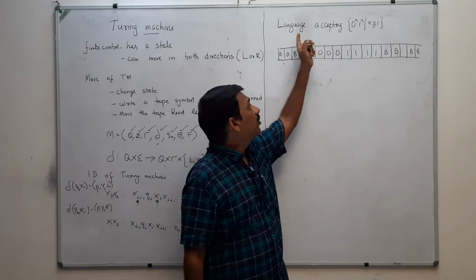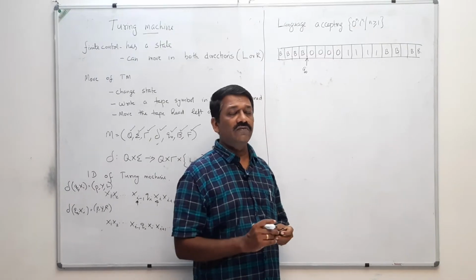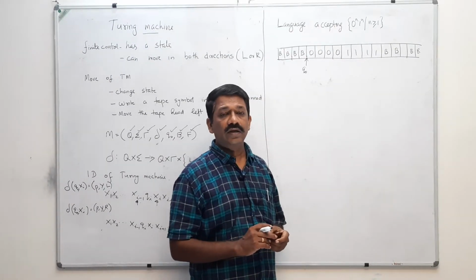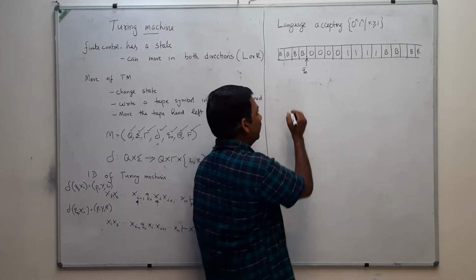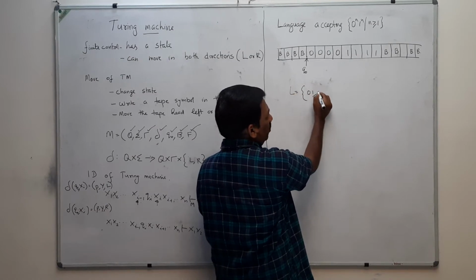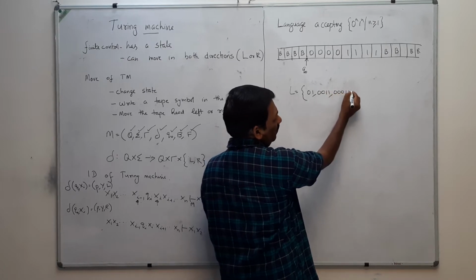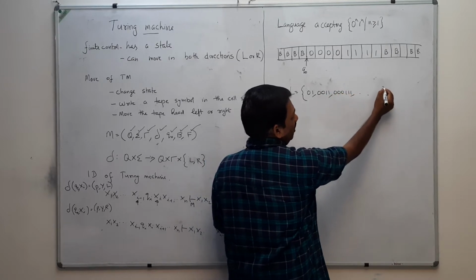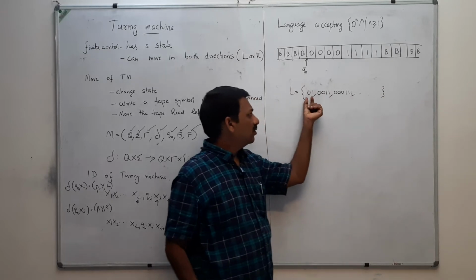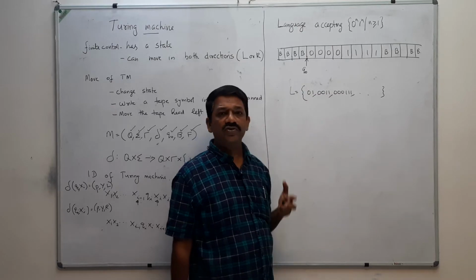Now we are going to have a language acceptor for 0 raised to n, 1 raised to n, where n is greater than or equal to 1. That means the language accepted is either 0, 1 or 0, 0, 1, 1 or 0, 0, 0, 1, 1, 1, etc. That means initially you have a number of zeros followed by a number of ones, and the number of zeros and number of ones should be the same.